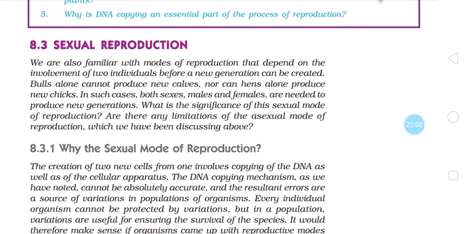Next part is sexual reproduction. We are also familiar with modes of reproduction that depend on the involvement of two individuals before a new generation can be created. Bulls alone cannot produce new cows, nor can hens alone produce new chicks. In such cases, both sexes, males and females, are needed to produce new generations. What is the significance of this sexual mode of reproduction? Are there any limitations of the asexual mode of reproduction, which we have been discussing above?